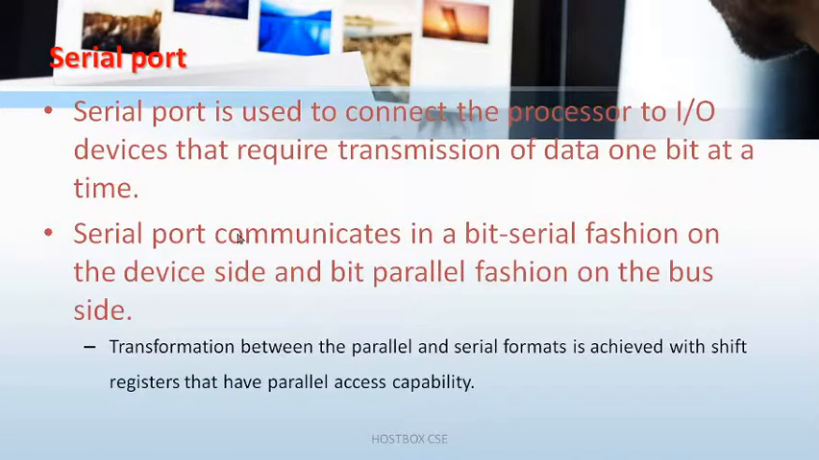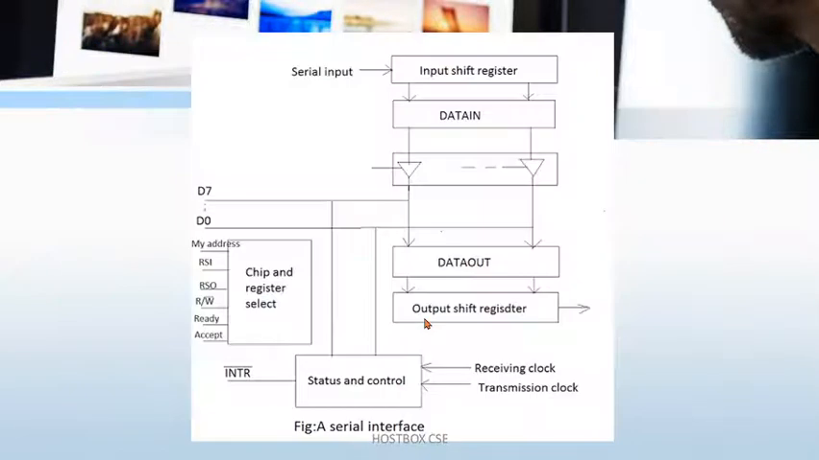Then the serial port. Now go to the serial port. Remember, we can transfer the data one by one only. At a time we can transfer only one bit of data. It is used to connect the processor to IO devices that require transmission of data one bit at a time only. It communicates in a bit serial fashion on the device side and bit parallel fashion on the bus side. The transformation between the parallel and serial format is achieved with shift registers that have parallel access capability. Let's go for the diagram.